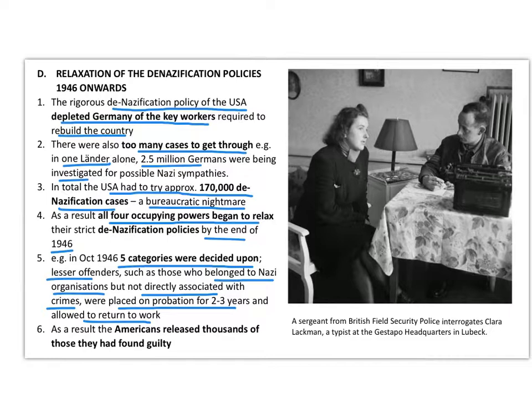So many card-holding Nazis, many Germans who had been active members of the Nazi Party but were not directly associated with crimes, were allowed to return to work. So from 1946 onwards, the Americans released thousands of Germans who they had in 1945 and early 1946 found to be guilty and had basically imprisoned. So thousands of imprisoned ex-Nazis were released.